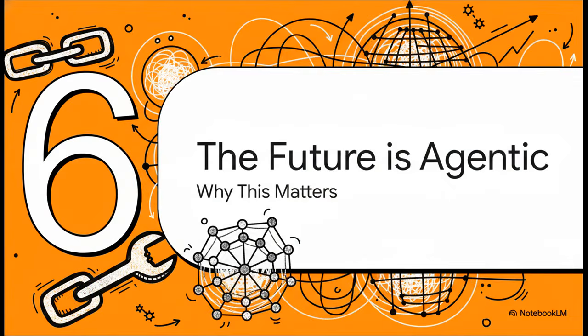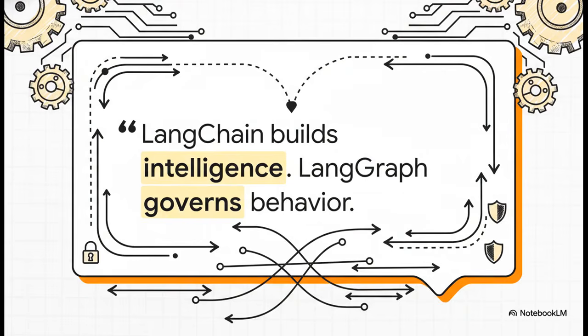All right, let's just zoom out for a minute, because this isn't just a debate about two developer tools. This whole shift from simple chains to complex stateful graphs, it tells us a lot about where the entire field of AI is headed. This just sums it all up perfectly. We're moving past the point of just building smart little components. Now we're tackling the much bigger, much more important challenge of actually governing how they behave. How do we make sure these incredibly powerful AIs act in predictable, reliable ways?